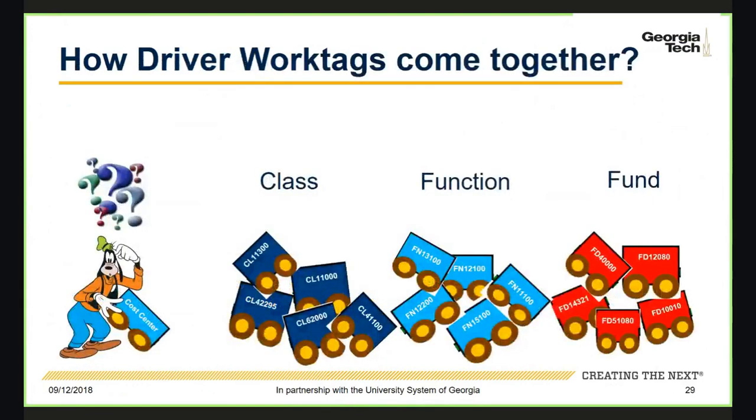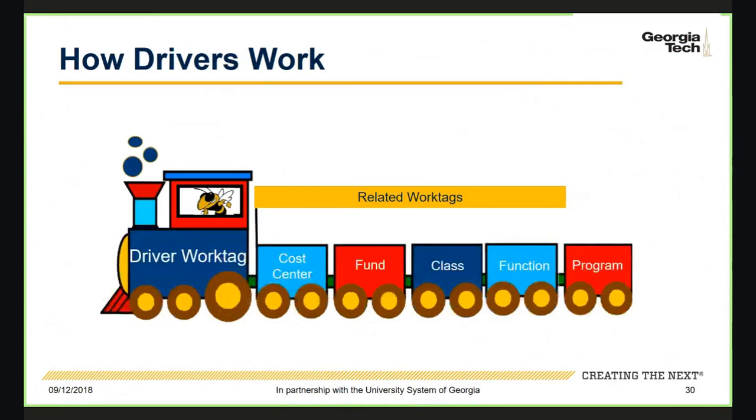So how do these work tags come together? Without a driver work tag, users will need to know which combination of work tags to enter to complete a transaction. This can make things very confusing because there are over 90,000 combinations. Using driver work tags will remove the confusion by auto-populating the related work tags. This feature will simplify the data entry process.